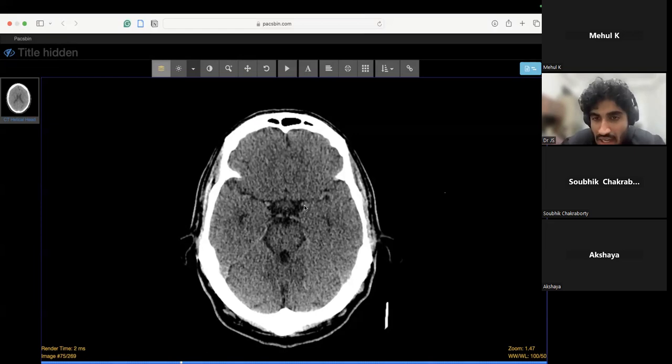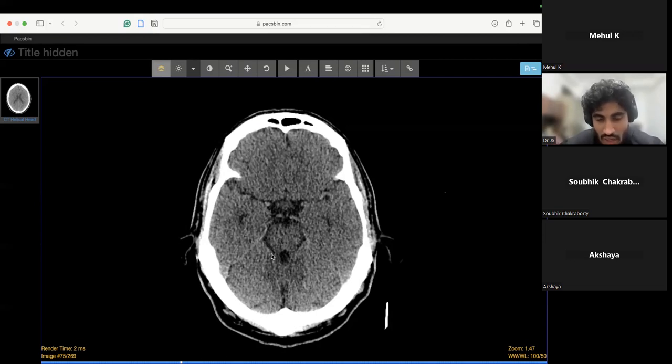If it is completely collapsed, if you are unable to see any part of this, if you can't appreciate a suprasellar cistern, then it is suggestive of bilateral uncal herniation. And if you can't see the smile of the Mickey Mouse, or if it is not even visible, it means what? It is at what location?